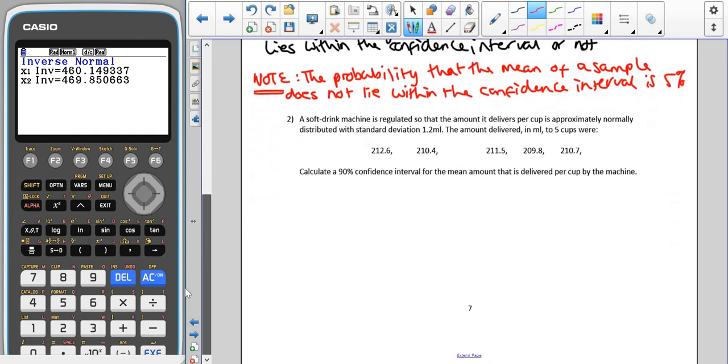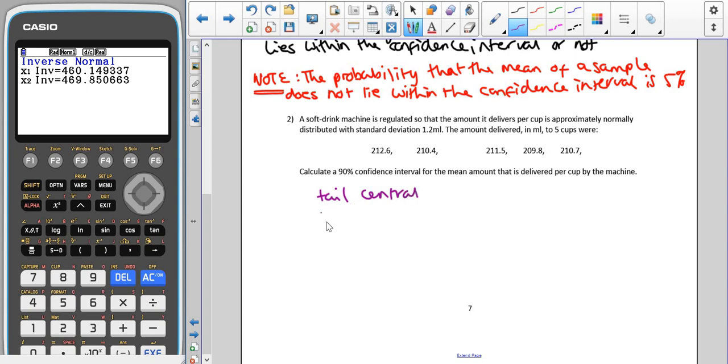So having a look at the second example, we have a soft drink machine that is regulated so that the amount delivered per cup is approximately normally distributed with a standard deviation of 1.2 millilitres. The amount delivered in millilitres to 5 cups is given, and we have our values here. We're just trying to find the 90% confidence interval for the mean amount that is delivered per cup by the machine. So again, our tail is going to be central.